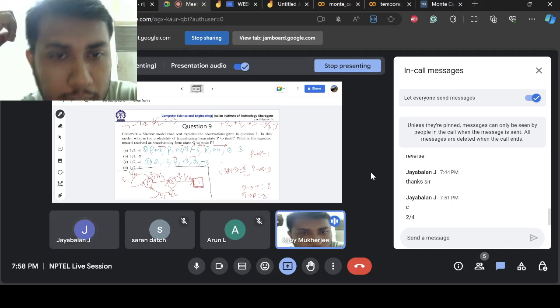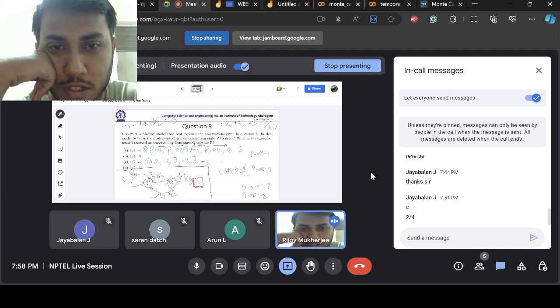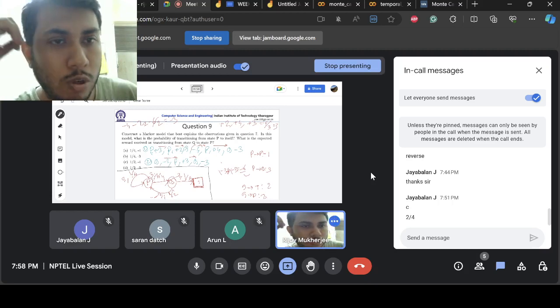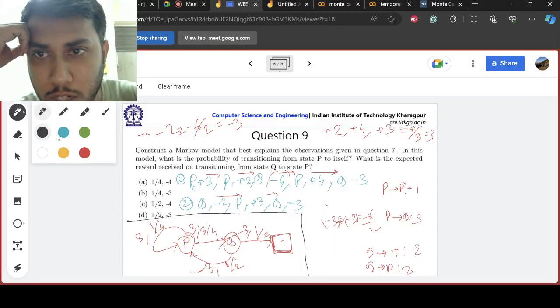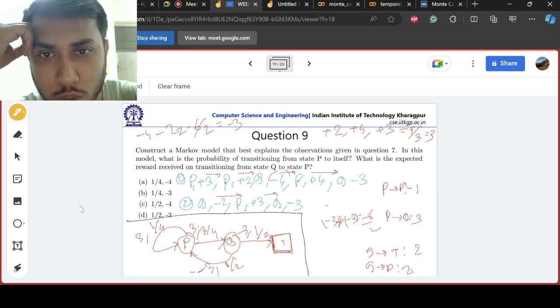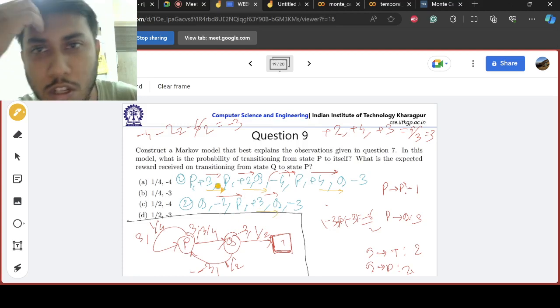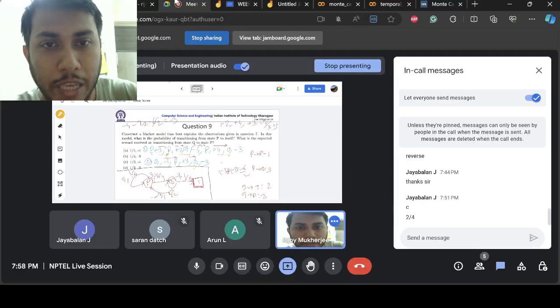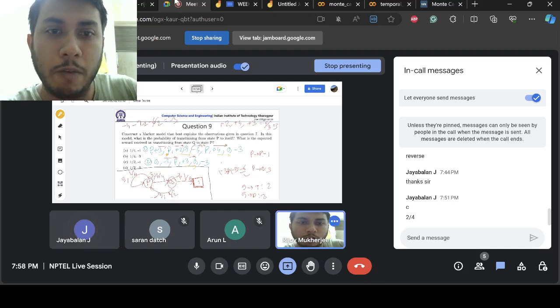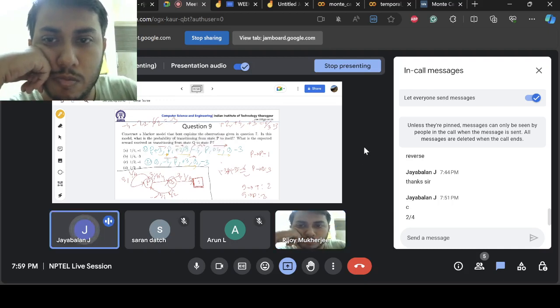Yeah, so you look at that: from P to P we are making only one transition. Let me show it again. If you look at this, from P to P we make only one transition, and there are three transitions from P to Q. So there are 4 transitions happening from P. Only one time we go from P to P and 3 times we go from P to Q. So it is the standard average: 1 by 4 and 3 by 4. Okay. Thank you, sir.